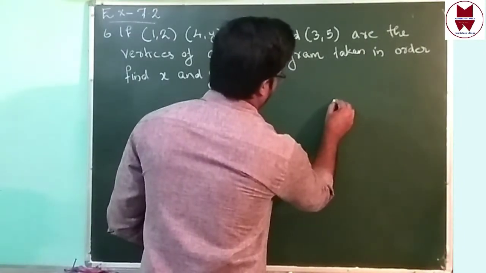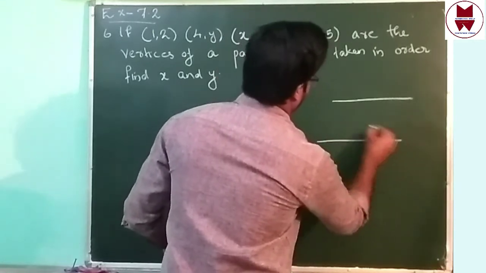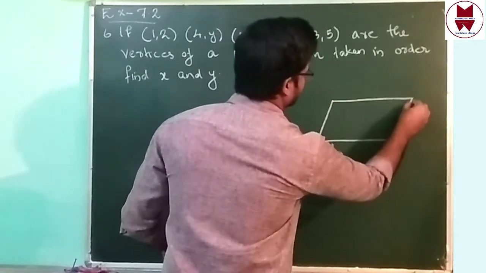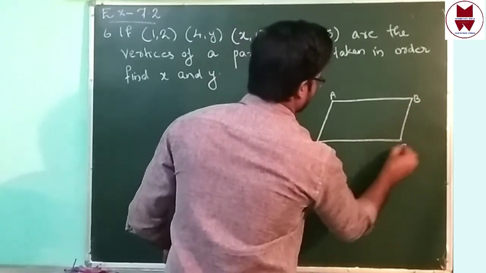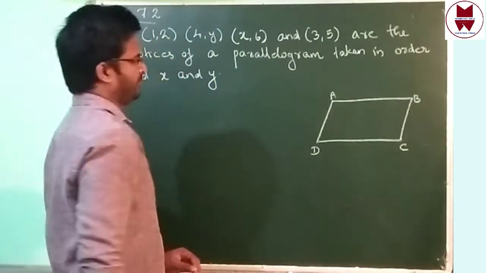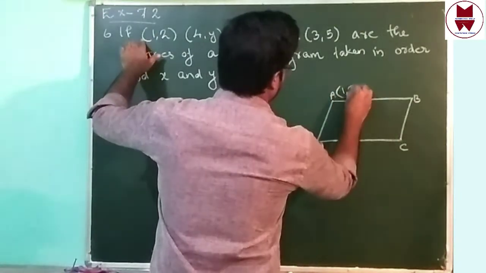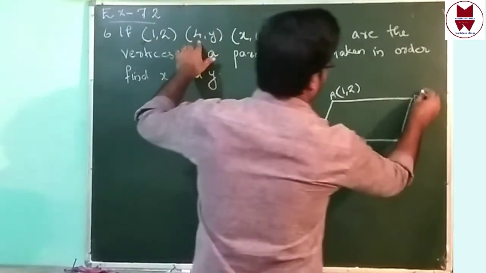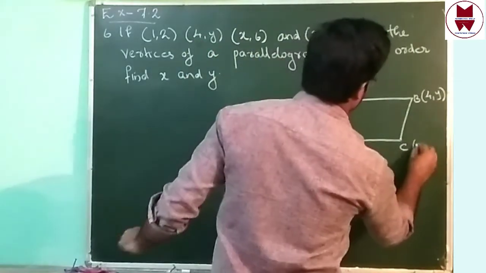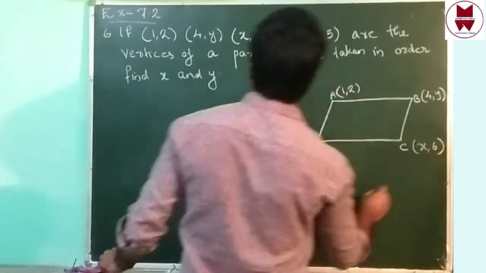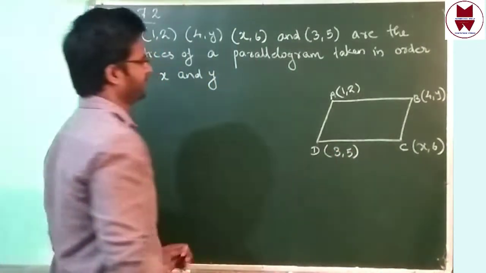First we can draw one parallelogram, just like this. This is A, B, C, D. A is the first point, that is (1, 2). Then B is the second point, (4, y). C means (x, 6). Then D is (3, 5).